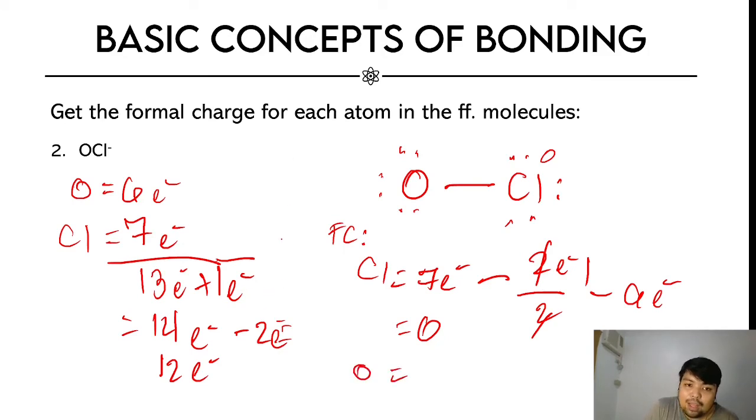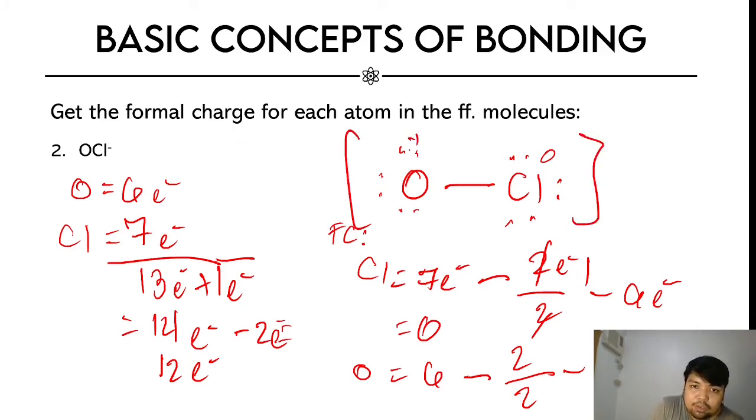Oxygen will have 6 valence electrons minus 2 bonding electrons from the single bond divided by 2, minus also the same 6 non-bonding electrons, and it will have a formal charge of negative 1. So this will be the only and dominant Lewis structure. This will be a valid Lewis structure for hypochlorite.